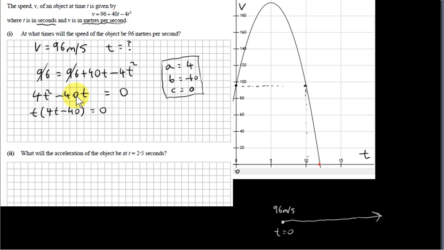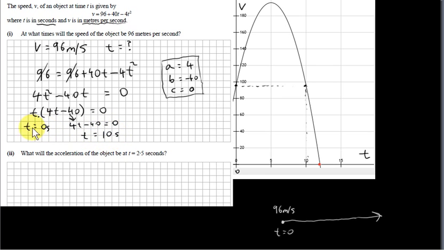It's very easy to factorize it. We can pull t out of both of these. We don't have a constant term that doesn't contain t. We don't need two sets of brackets. We just need one set of brackets and take t out. The product of these two factors is 0. The only way we can get 0 is if either of them is 0. So it means that either t is 0 or the other factor, 4t minus 40, equals 0. And if we solve 4t minus 40 equals 0, we get t equals 40 divided by 4, which is 10.